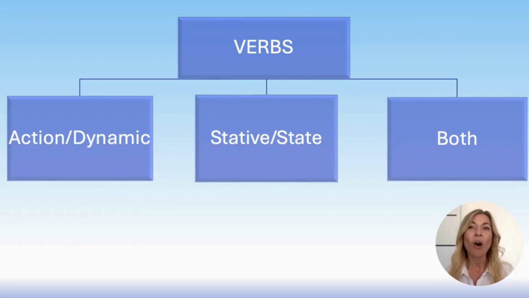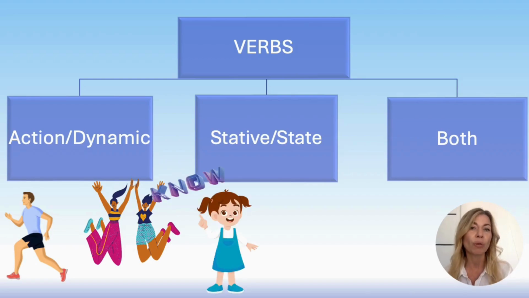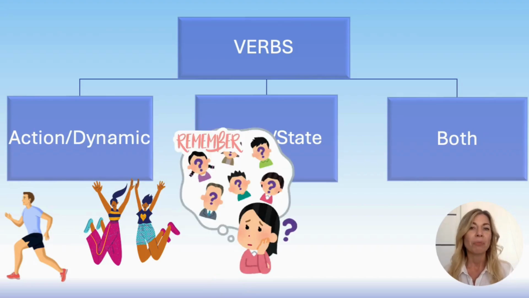Generally speaking, all verbs in English can be divided into three groups: action or dynamic verbs. These are easy to understand. These are visible actions, such as run or jump. The second group is called stative, or sometimes you can hear state verbs, because they describe states rather than an action. These are cognitive processes such as know, I know, or I remember, for example.